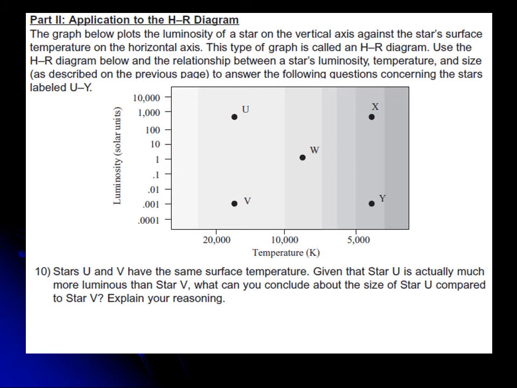Part 2, applications of the H-R diagram. The graph here shows the luminosity of these 5 stars versus the temperature. This is temperature, this is luminosity, and this is a representation of an H-R diagram. And question 10 asks, star U and star B have the same temperature, as we can see here. Given that star U is more luminous than star B, what can you conclude about the size of star U compared to the size of star B? Well, it's clear that U is going to be larger.